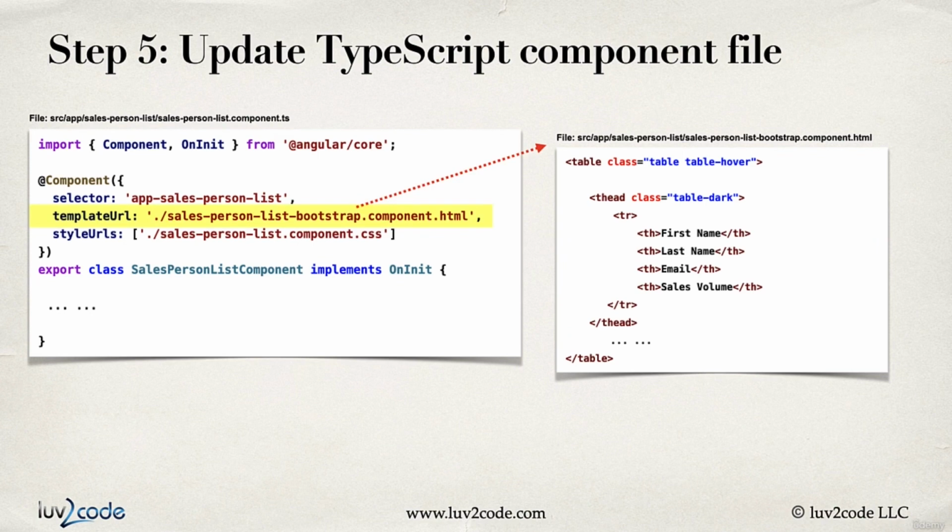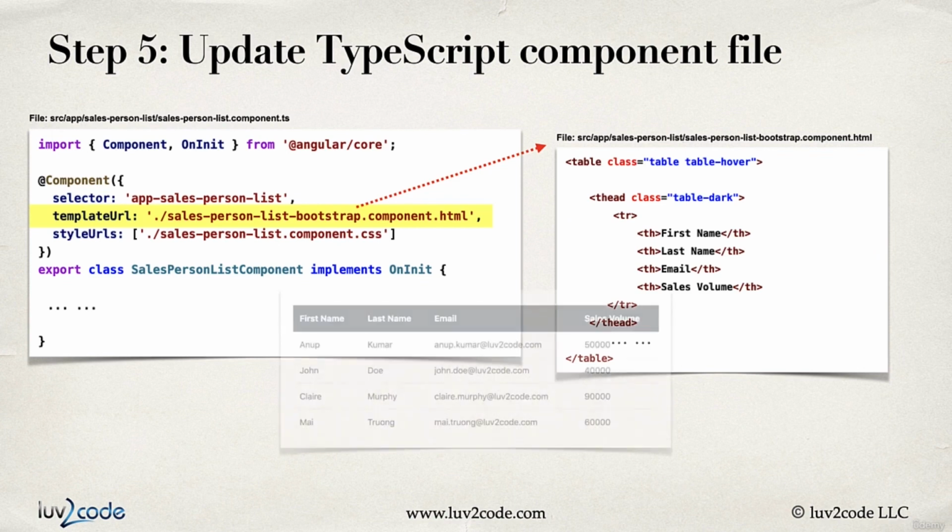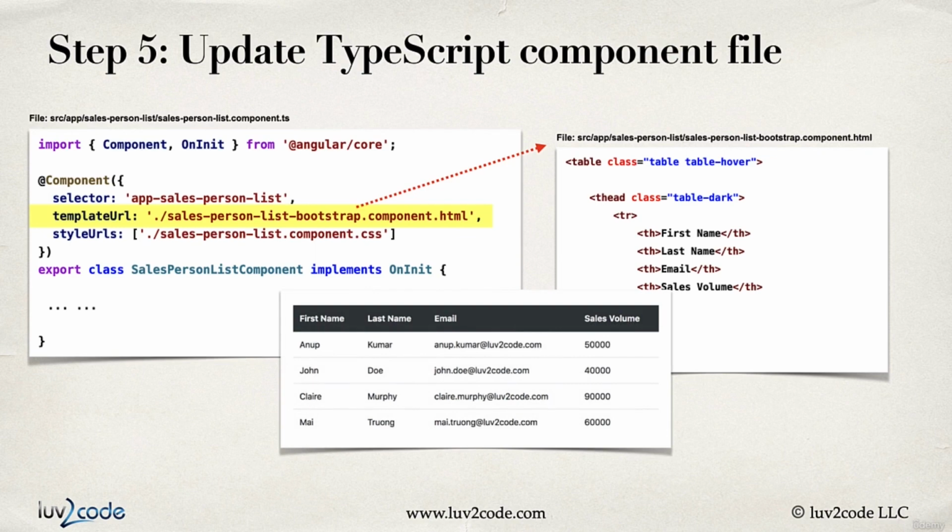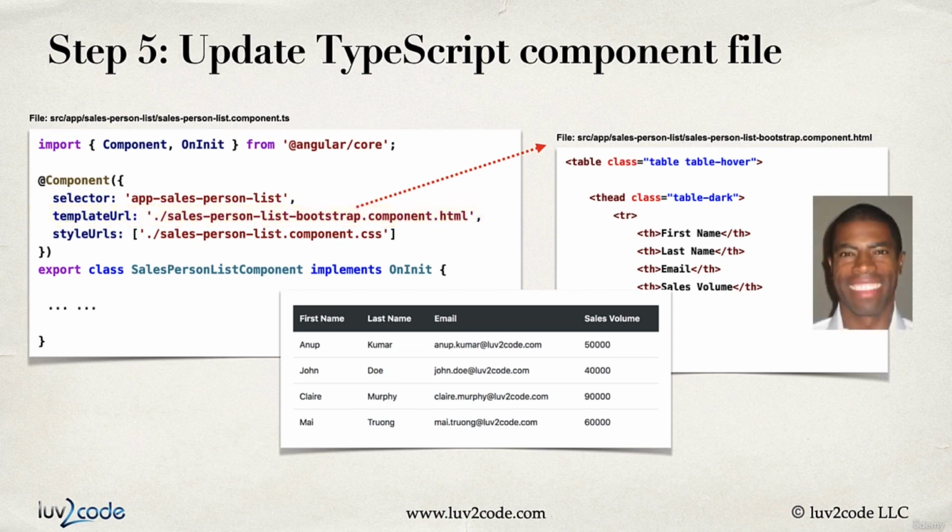So our -bootstrap.component.html. This component will use that given template file, and this will give us our desired HTML output for our table using those Bootstrap CSS styles. All right, this looks great. So let's go ahead and move into our IDE and let's write the code.